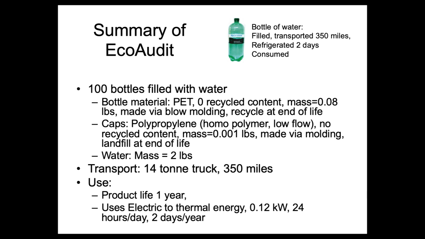For transport, we see that it's transported on a 14-ton truck, and for the use, we'll just leave the product life at 1 year, but the use is that it's going to use electrical to thermal energy for the refrigerator. This takes 12 kilowatts, and it is done for 24 hours a day for 2 days before it's consumed. So these are the parameters that we'll be inserting into our eco audit. You can always go back to these if you need to refer to them.